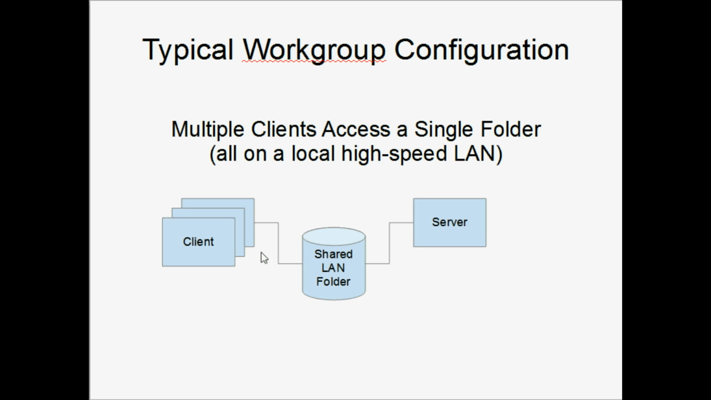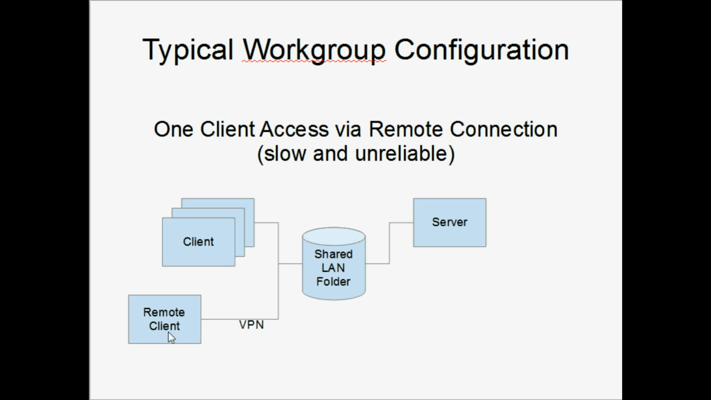This is fine for these kinds of environments, but as soon as you add a remote client who is perhaps connecting to your shared LAN via VPN, then you start to experience some difficulty, because VPNs are notorious for being slow. They're also somewhat intermittent. You have connections that are going over the internet. Sometimes the internet is not available. Therefore, the shared LAN folders are not available. Therefore, the remote client becomes disconnected from the workgroup and syncing stops and will not resume until the user intervenes.